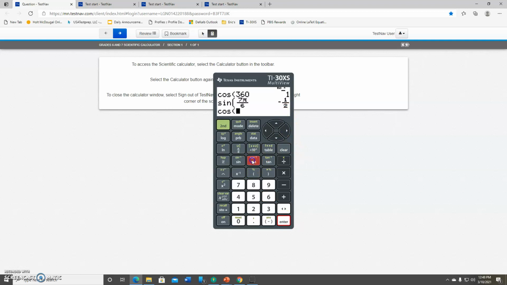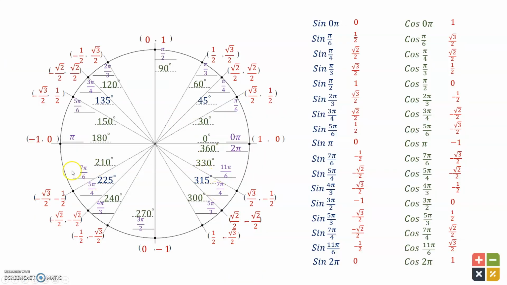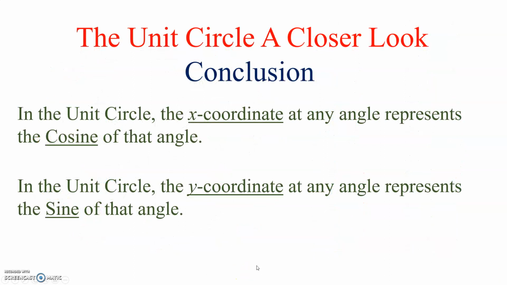Negative 1/2. Let's do the cosine. Cosine of 7 pi over 6. There's the negative radical 3 over 2. So negative 1/2 was the y coordinate at 7 pi over 6, and negative radical 3 over 2 was the x coordinate at 7 pi over 6. There's our 7 pi over 6, and there are the two coordinates. So, in conclusion, once we give a closer look to the unit circle, only when we're working with the unit circle, the x coordinate at any angle, whether it be degrees or radians, represents the cosine, and in the unit circle, the y coordinate at any angle represents the sine. Okie dokie.